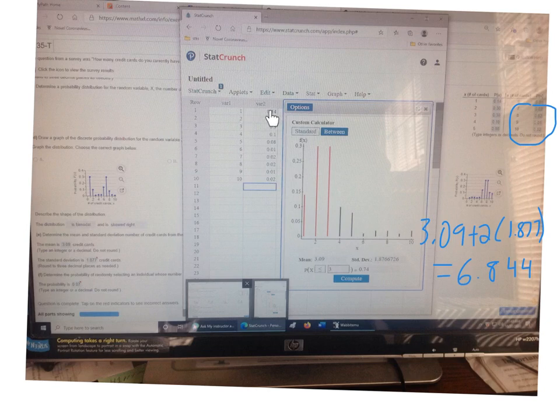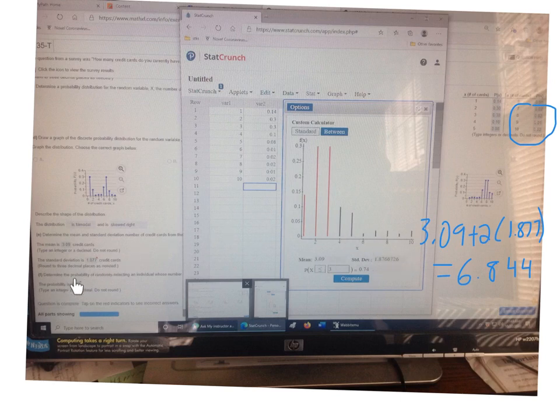So if you'll then select these two columns and press compute, you get the mean, which is 3.09, and you get the standard deviation, which is 1.877, if you round. So I'm using StatCrunch. Of course, you do have a formula for that. It'd be pretty messy to do the formula, though. So you can use your calculator. So that's where that number comes from, just using StatCrunch to come up with it.